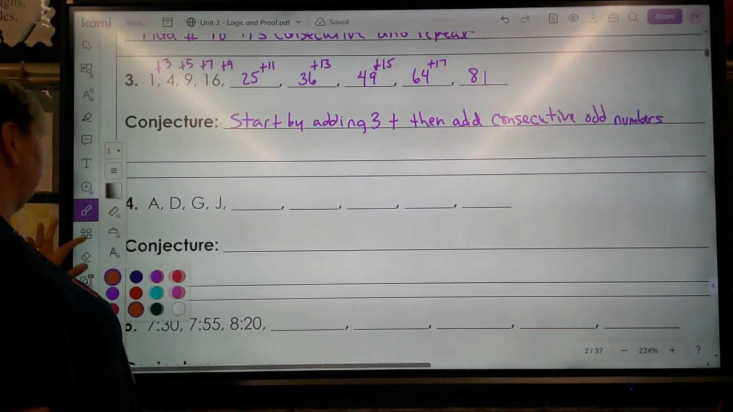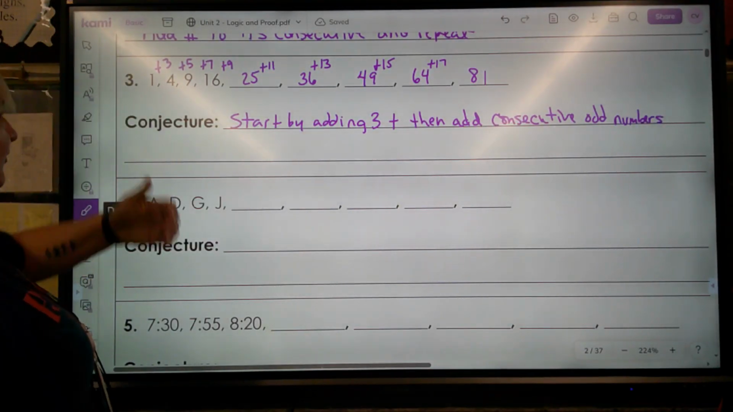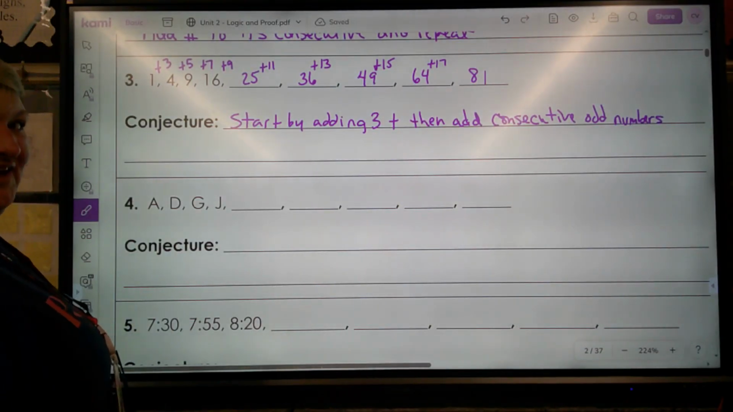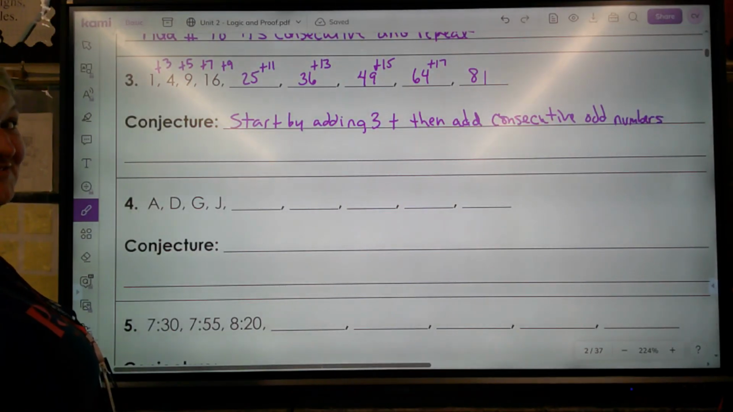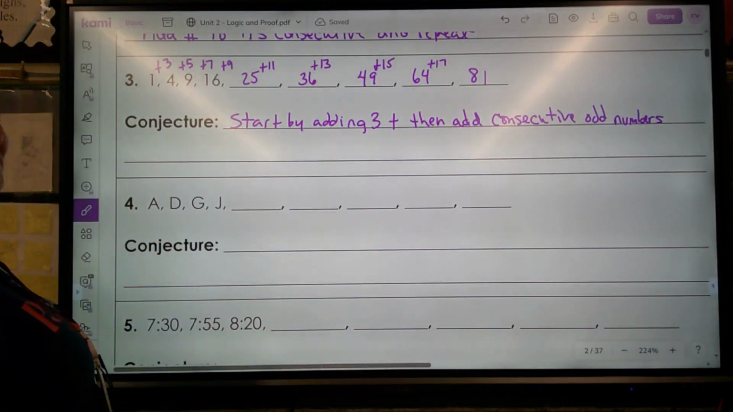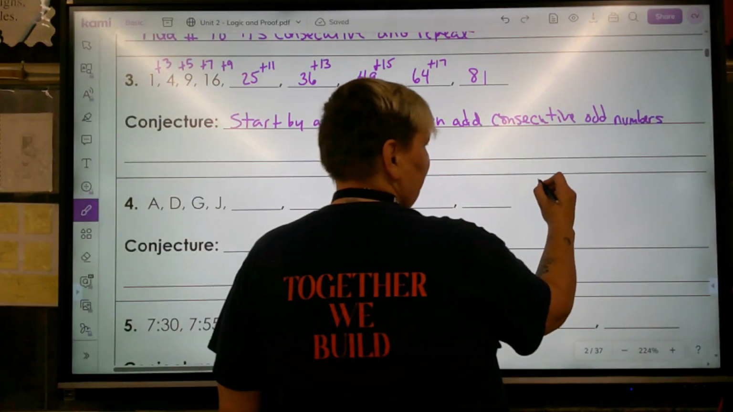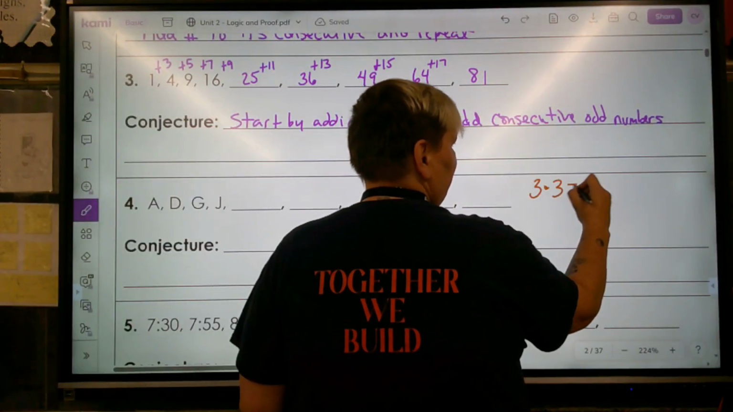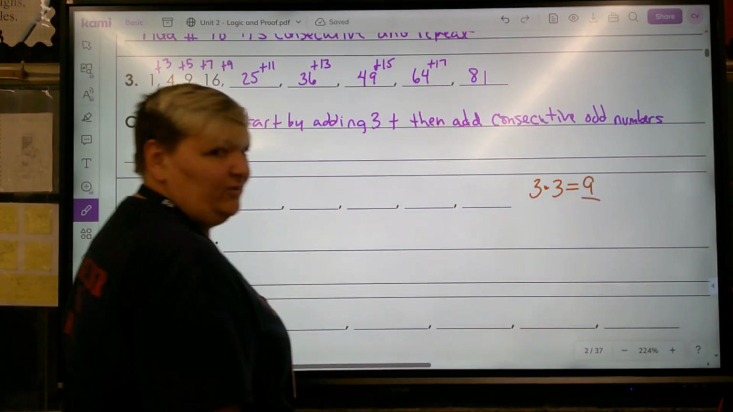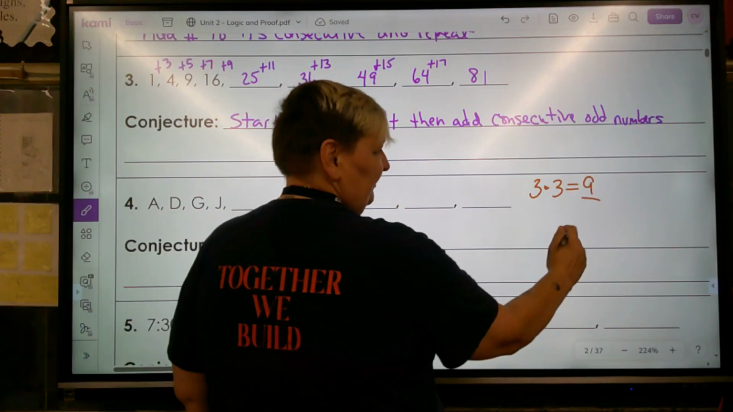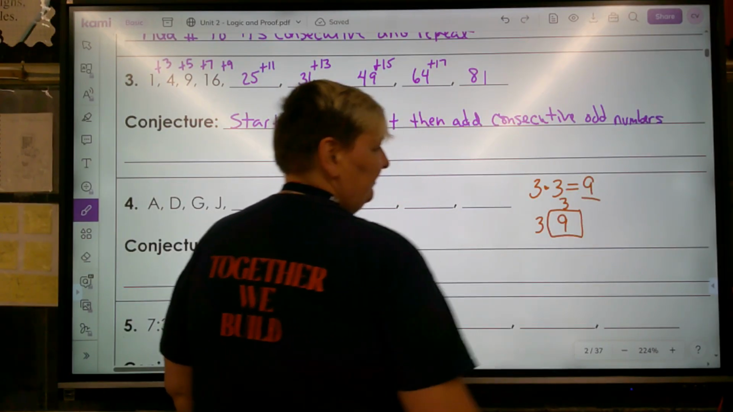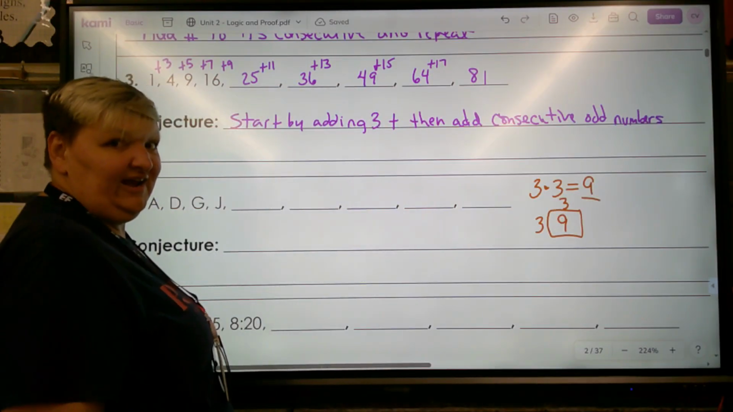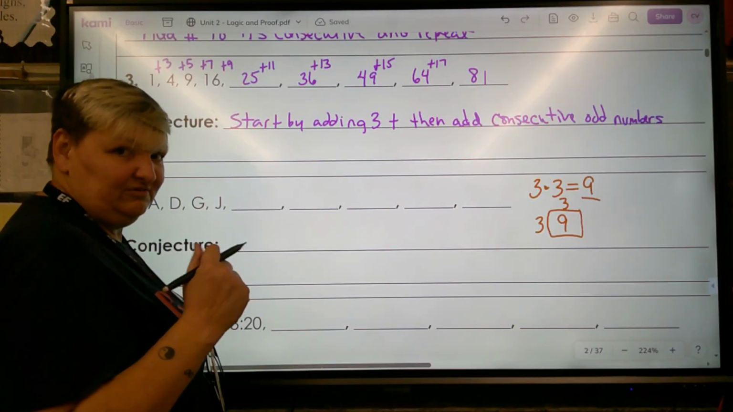Did you notice anything about your numbers? 1, 4, 9, and 16? Anything interesting? They're all perfect squares. What's a perfect square? The result you get, right? So if you do 3 times 3, you get 9. 9 is a perfect square because 3 times 3 is 9. So the perfect square is the answer when you multiply the number by itself.